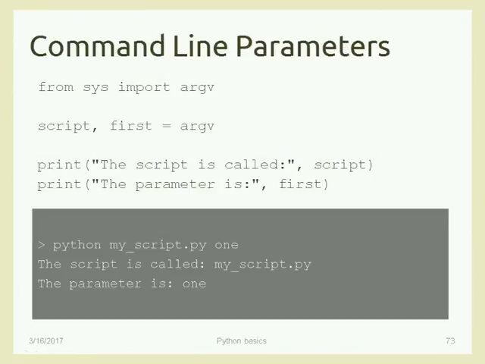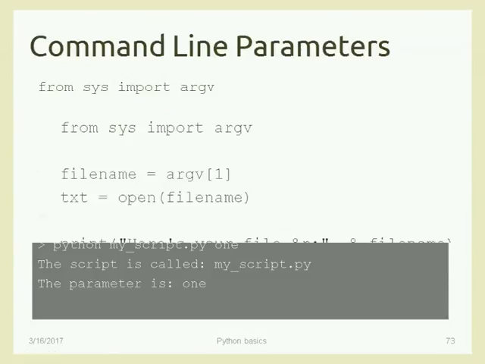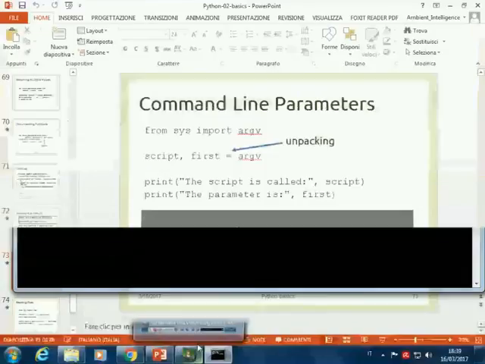So if I type in a prompt, on a terminal, python, the name of my Python program, space, for example, 1, and I run this code, it prints the script is called myscript, because it prints this script that is taken here with the unpacking operation from the first element of this argv. Then it prints the parameter is first, that is the second element unpacked from the argv, which in this case is this one. So we print the script is called myscript.py, and the parameter is 1, because I typed myscript.py and 1. This is unpacking.